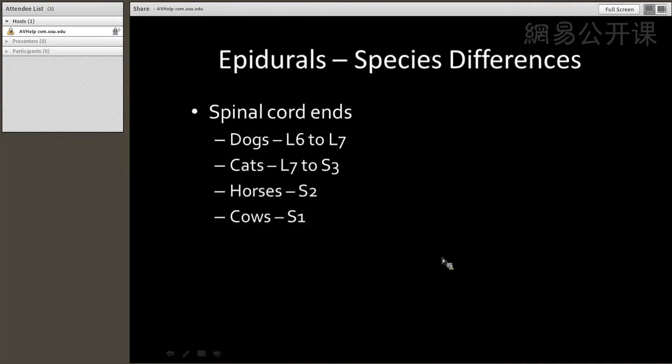So there are some species differences when it comes to where the spinal cord ends. Dogs, it's usually L6, L7. Cats can be more variable, L7 to S3. So you're way more likely to get a spinal in a cat than in a dog. Horses, S2, and cows are at S1.